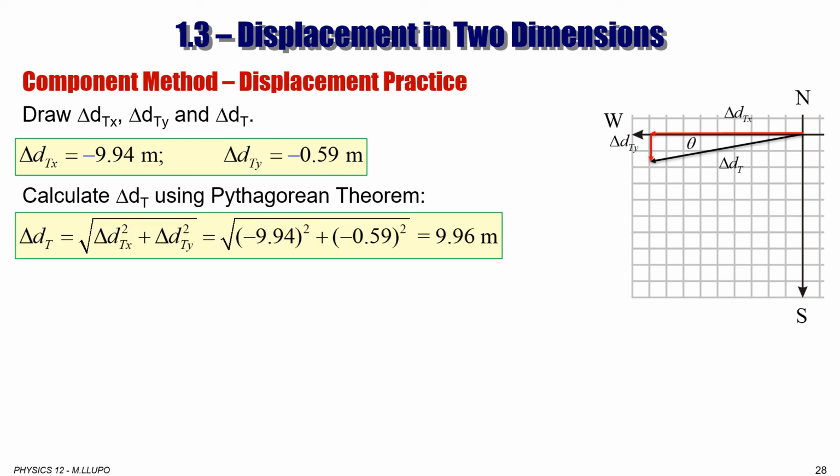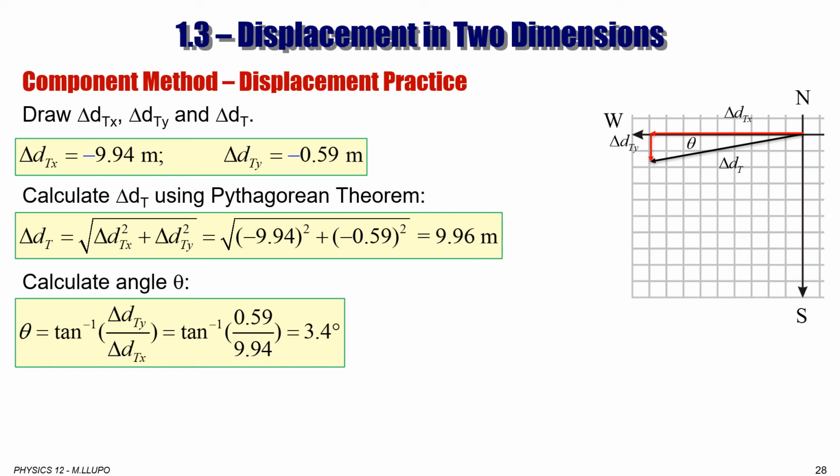Again, you can use the Pythagorean theorem to find the magnitude of delta d total. So it's the square root of delta d total x squared plus delta d total y squared. And then it's 9.96, which doesn't really change much from 9.94. Calculate the angle, and the angle is going to be very small. Obviously, it's 0.59 divided by 9.94, and you do that on your calculator to test your skills of using your own calculator, and that will be 3.4.